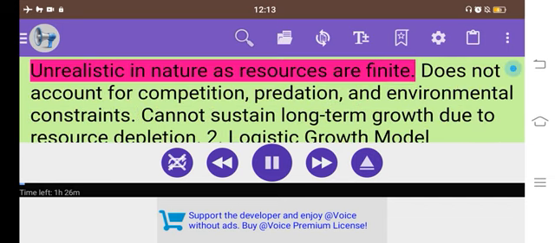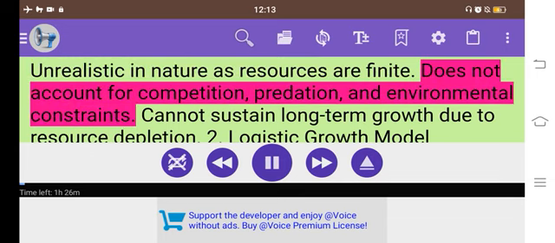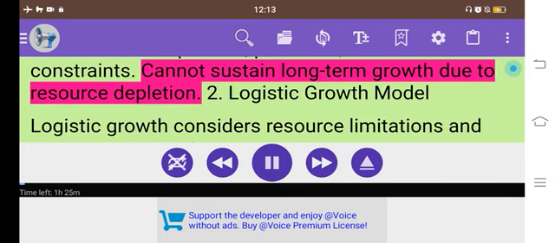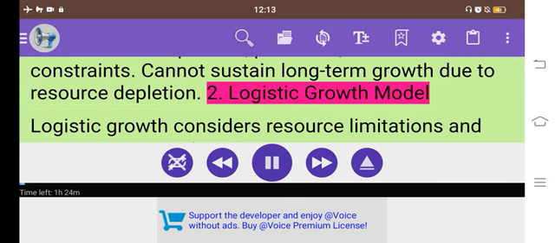Limitations of the model. Unrealistic in nature as resources are finite. Does not account for competition, predation, and environmental constraints. Cannot sustain long-term growth due to resource depletion. 2. Logistic growth model.